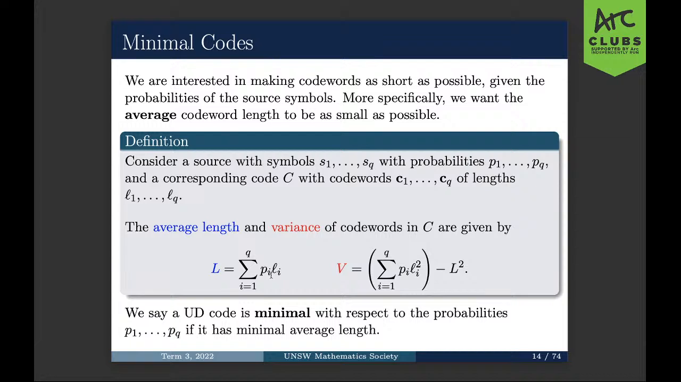And we say that a uniquely decodable code is minimal with respect to the probabilities P1 to PQ if it has minimal average length. And this part here is important. We're only concerned about minimizing the average length for uniquely decodable codes, because if we don't have a uniquely decodable code, we can just set every single code word to 1, and that would have the smallest average length, but it would be a pretty useless code because there are so many ways of interpreting the same message.